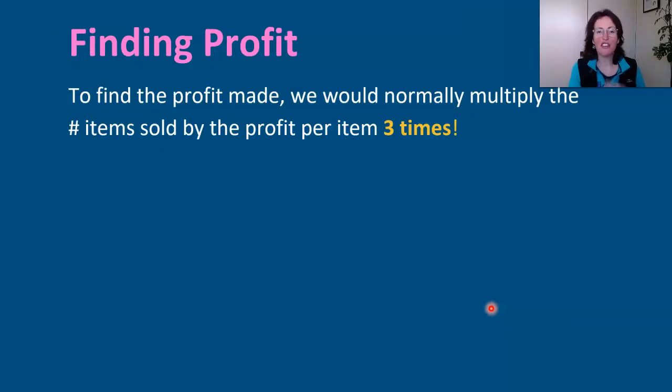So what if we wanted to find the overall profit? What we would need to do if we didn't have matrices is multiply the number of items sold by the profit per item and do that 3 times. So the number of Magnums sold multiplied by the profit per Magnum, there's a multiplication, then add on the next ice cream amount by the profit, and then add on the third one in the profit. So as you can see, it could get quite tedious.